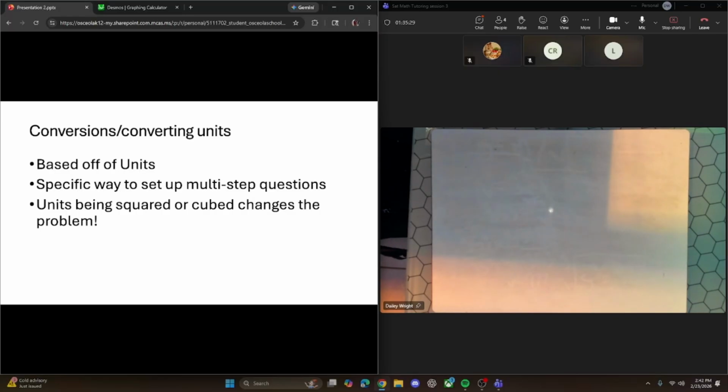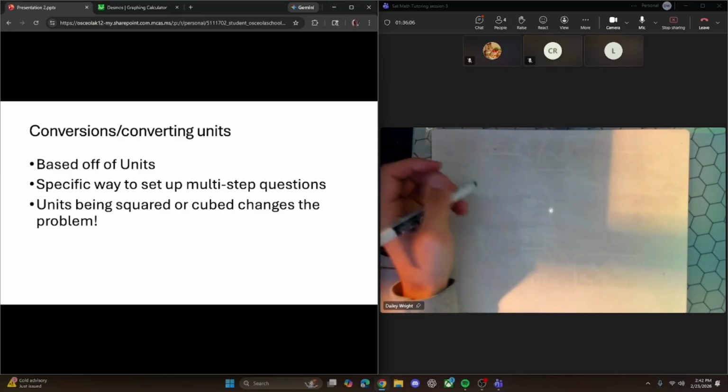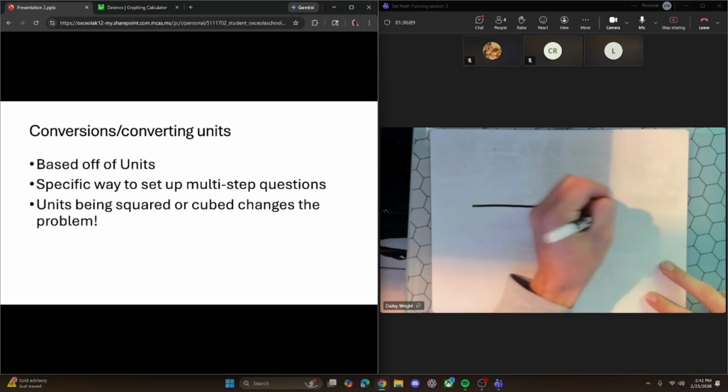Okay, conversions and converting units. So these questions are heavily based off the units. They're actually centered around the units. The whole point of this is that you're converting whatever units the problem gives you. And there's a very specific way to set up multi-step equations. I'll go over that in a second. Units being squared or cubed changes the problem quite a lot. So my specific way to set up a multi-step equation is I like to use a fractional bar.